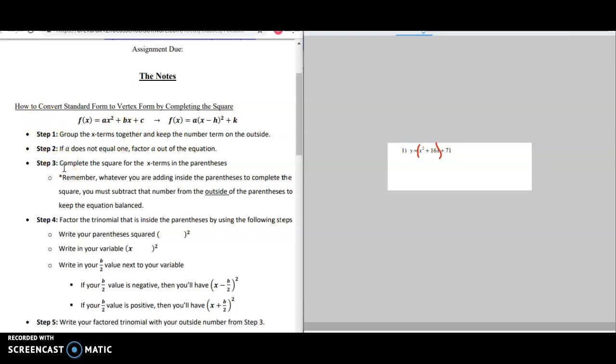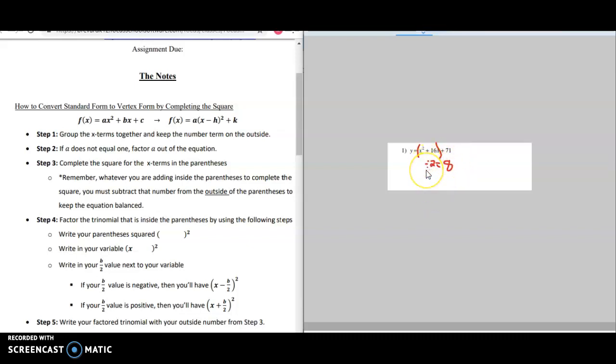Complete the square for the x terms in the parentheses. So this goes back to completing the square, which we did a few weeks ago. So I'm going to take this second term here, this 16x, and I'm going to start by dividing it by 2. I always write my numbers right underneath what I'm working with, because both of these numbers are going to help me out. 16 divided by 2 gives you 8.